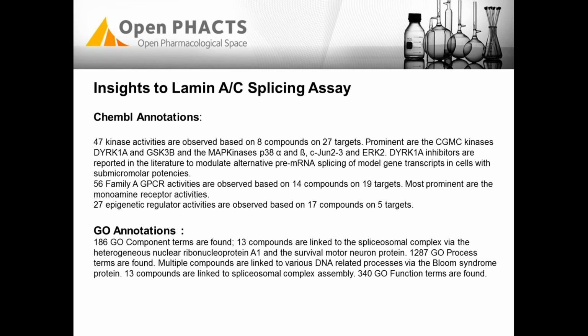There are around 1,300 GO process terms found, and many of them are linked to DNA-related processes via Bloom protein. Again, 13 compounds are linked to the spliceosomal complex, and 340 GO terms are found. So you see this explosion of terms when you have suddenly one protein linked to multiple GO terms, and there's further analysis needed to really find the relevant ones in that data.